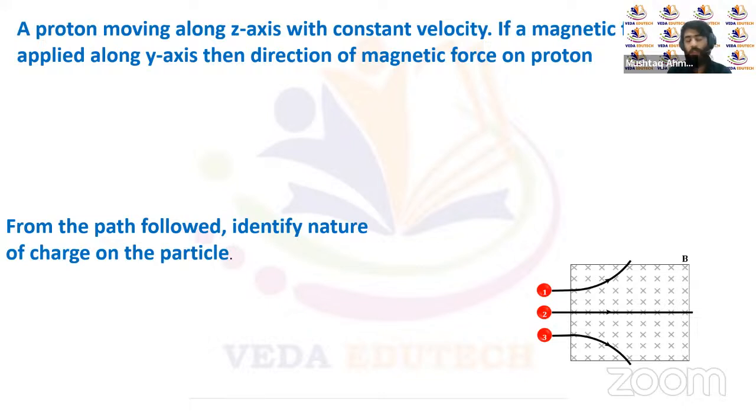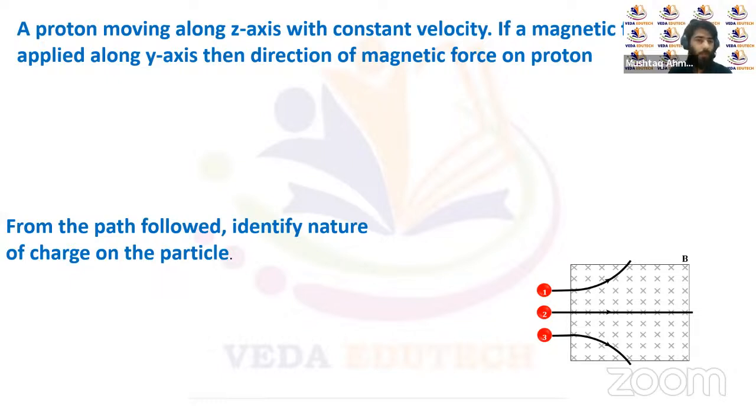And then we also discussed that the maximum force on a charged particle in the presence of a uniform magnetic field is when the angle between the velocity vector and the magnetic field vector is 90 degrees. It means that the two vectors are perpendicular to each other. In that case, the magnetic force on a charged particle will be maximum, right? So let's discuss this short question here.